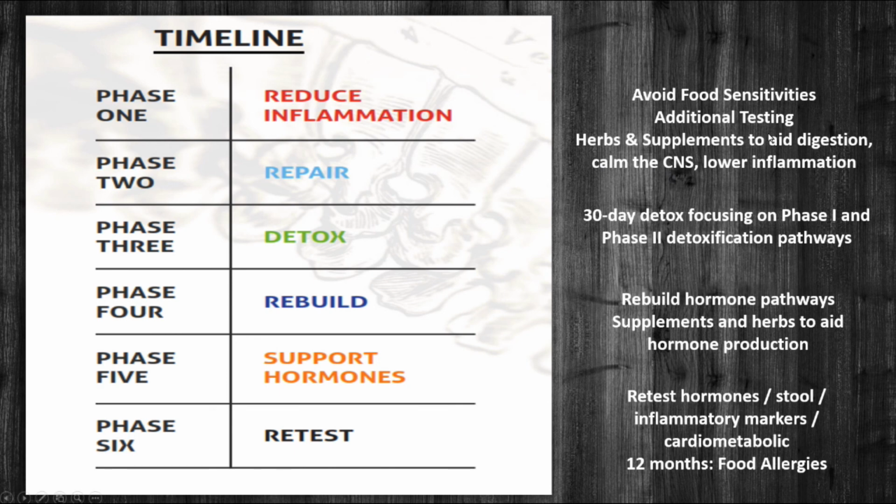So these might be things like digestive enzymes or hydrochloric acid to help with digestion. We also may be doing things like California poppy, or maybe CBD oil, in order to help calm the central nerve system down, or things like turmeric to help lower inflammation inside of the body. And then reduce the inflammation, begin the repair process, and then eventually lead into this whole detox.